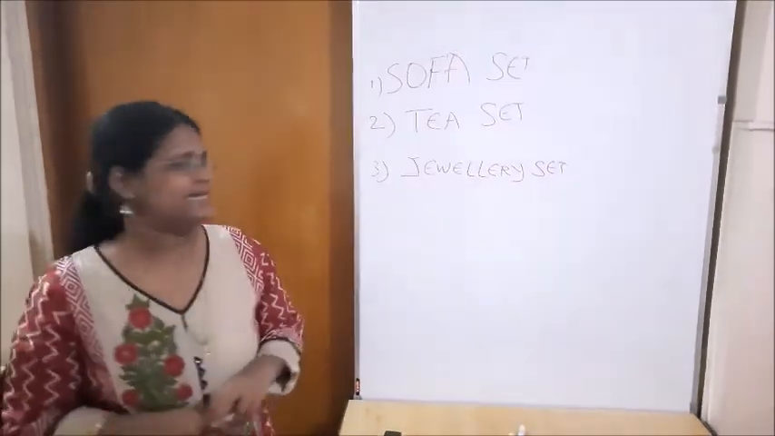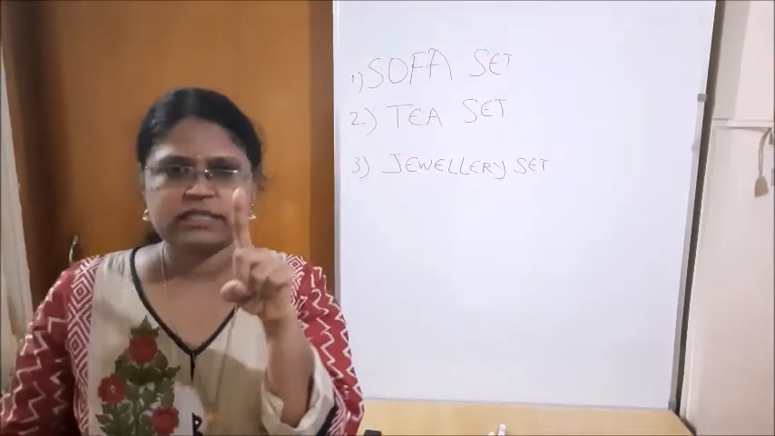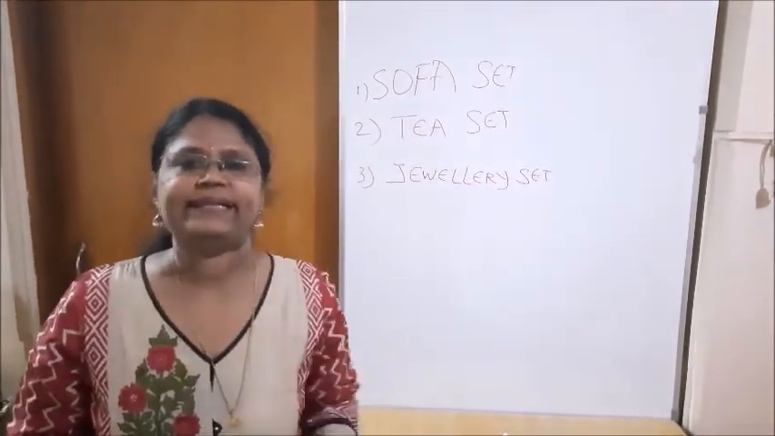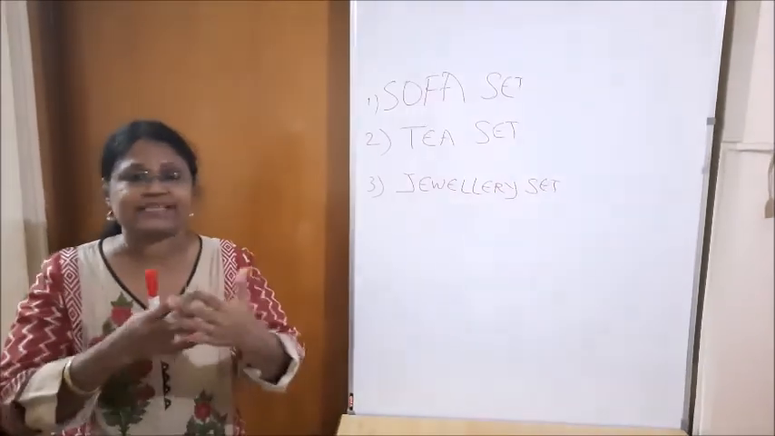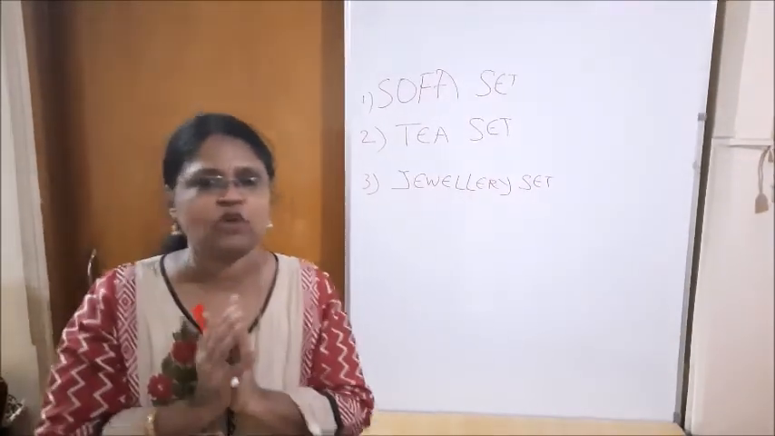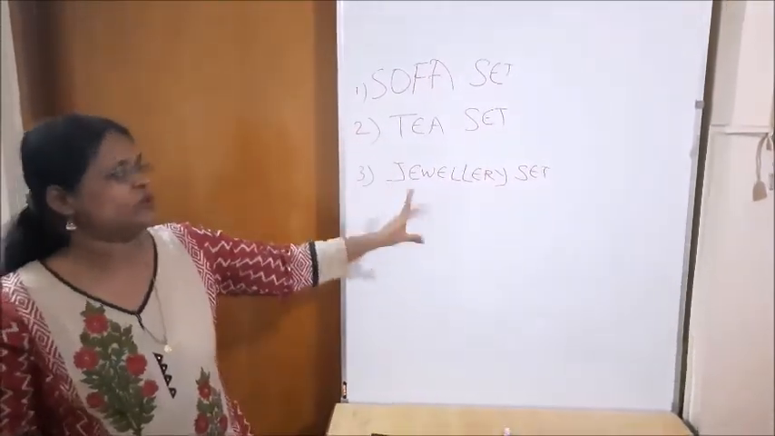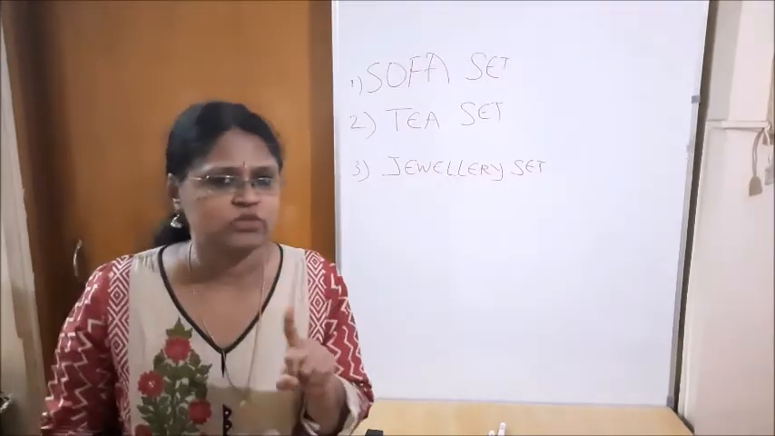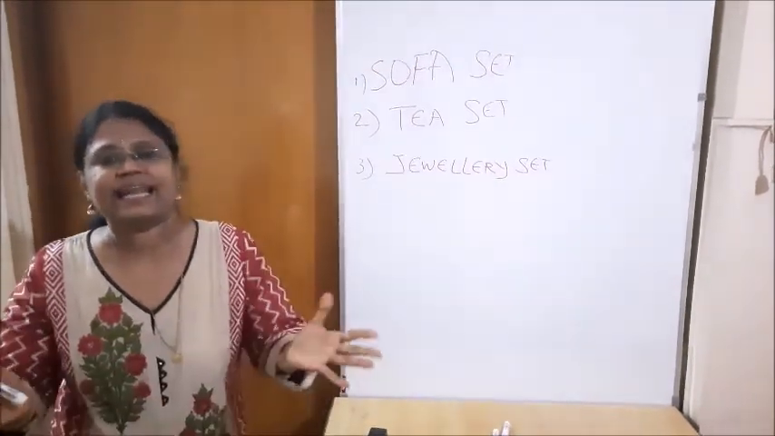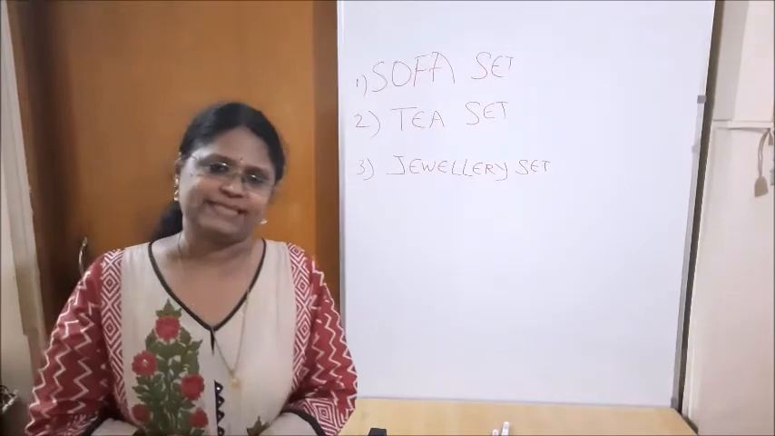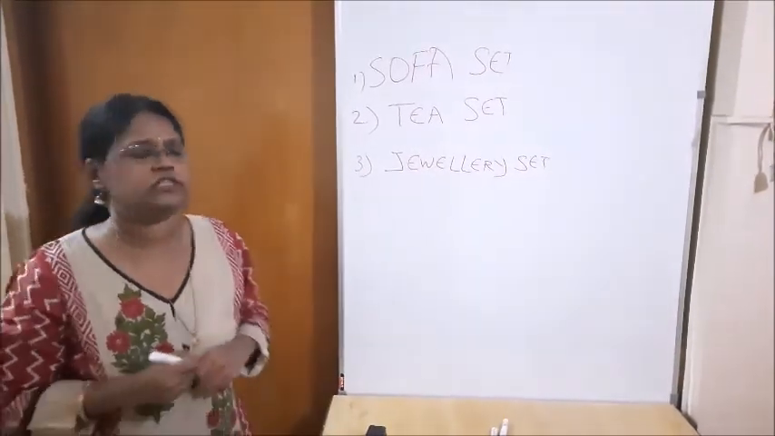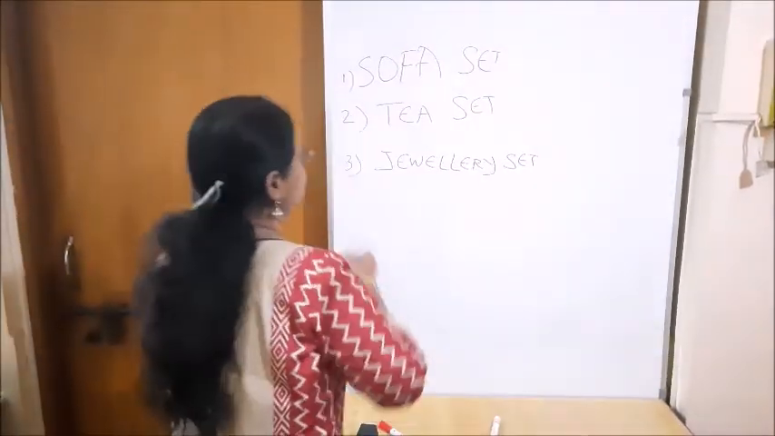So you have seen, sofa set does not contain one sofa alone. It contains sofa and all the chairs, a list of objects, a collection of objects. Same way tea set and jewelry set. It's just not one object that makes up this set. It's a collection of objects which make up the set. So today we are going to study about sets.